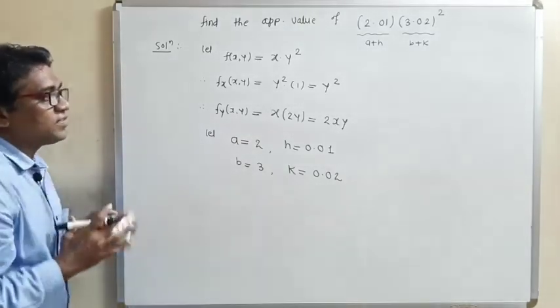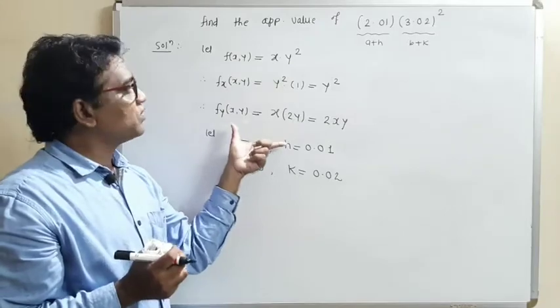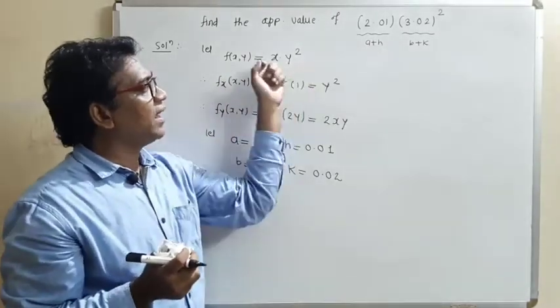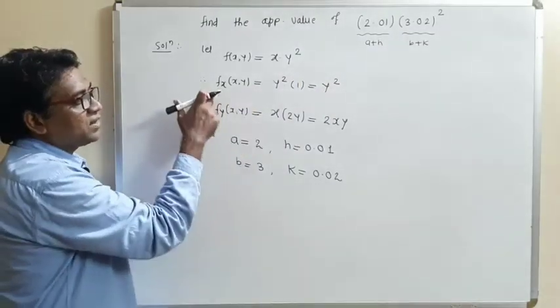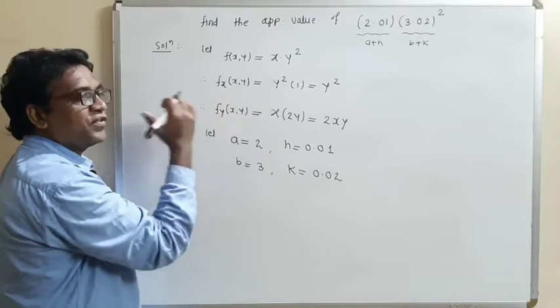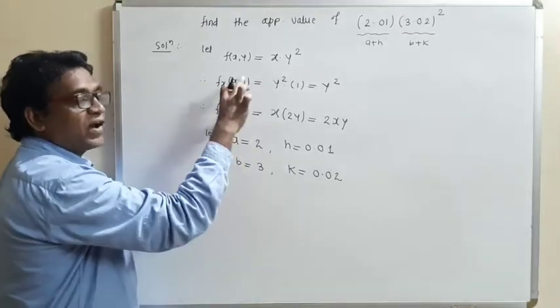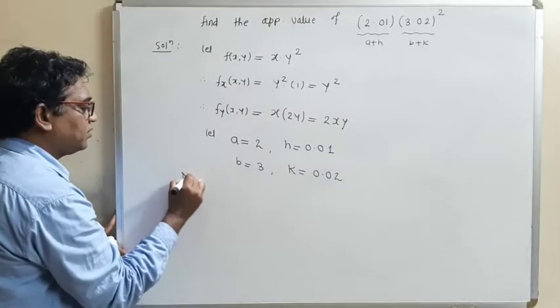So see, what is the first step? First of all, write the given function. What is the given function? It is just like x into y square. From the given function, find these two partial derivatives fx and fy, and just take the numerical values. Now let us find these three functional values. So write down the functional values now.